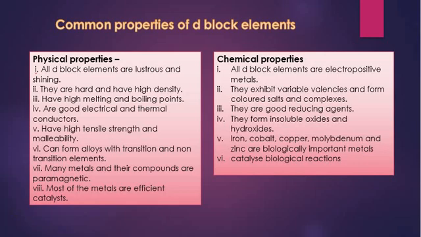Common properties are physical properties: d-block elements are lustrous and shining, they are hard, they have high density, they have high melting and boiling points, they are good electrical and thermal conductors, they have high tensile strength, and they can form alloys with transition elements. Chemical properties: all are electropositive, they have variable valency, they are good reducing agents, they form insoluble hydroxides and oxides, and they are also very good catalysts in so many biological reactions.